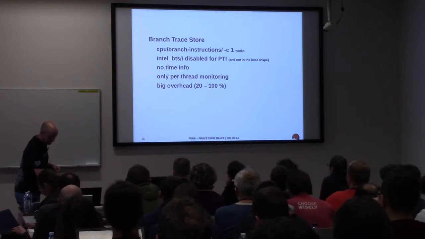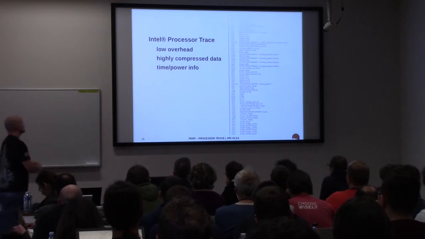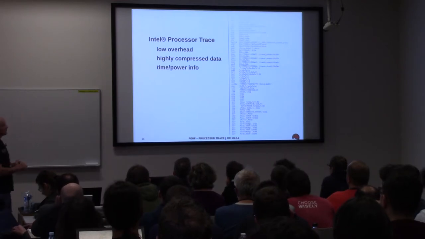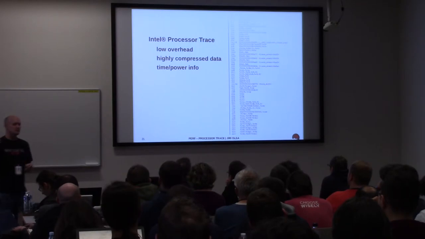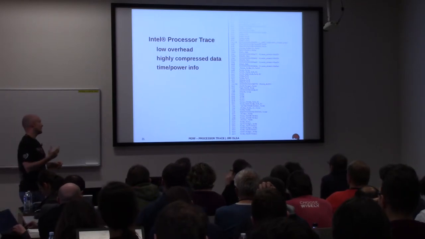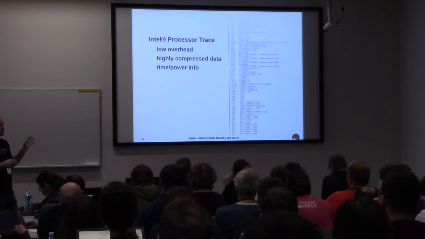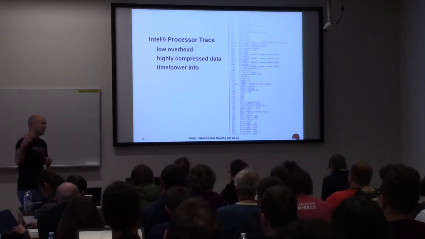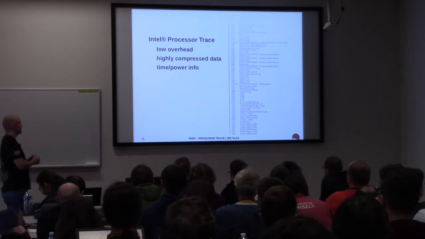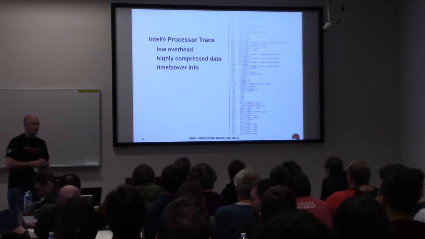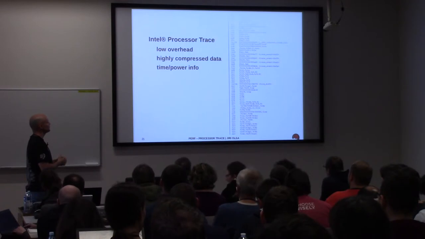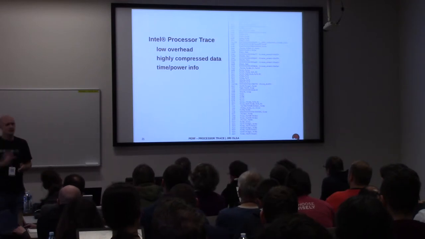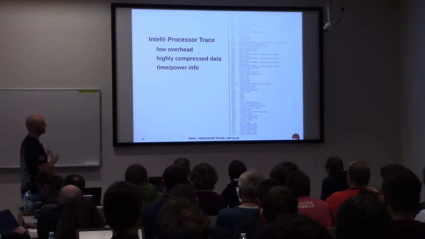I mentioned the overhead already. So there's the Intel processor trace to save the day, because it really has much lower overhead, mostly because the dump of the processor trace is basically very highly compressed data. At some point, it's even like one bit for one branch. So it's really, really powerful compression. And moreover, it's actually adding more information to the trace. So you get the timing information, and you can get some information about the power, like the frequency of the processor at any given point.